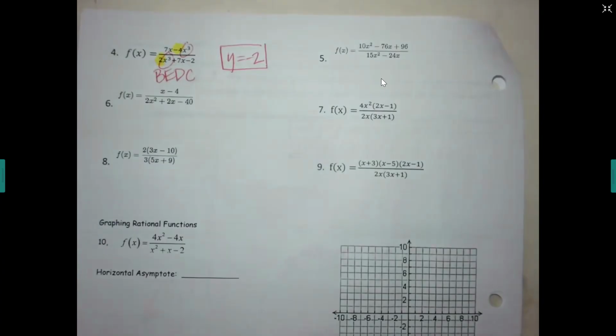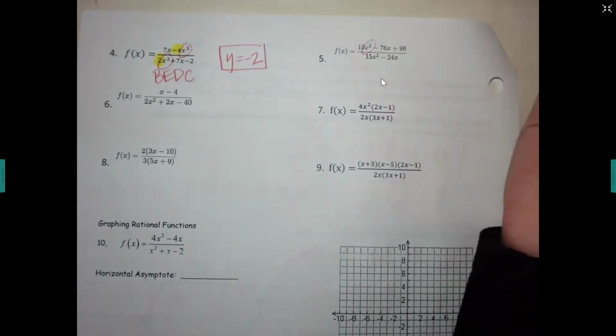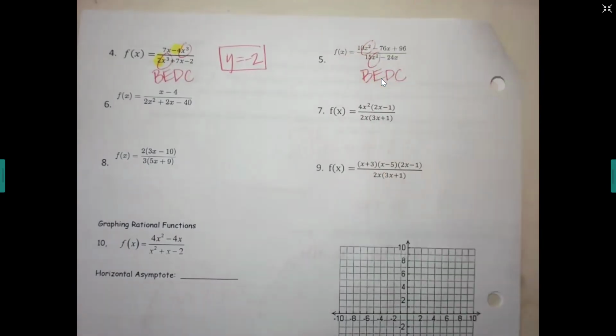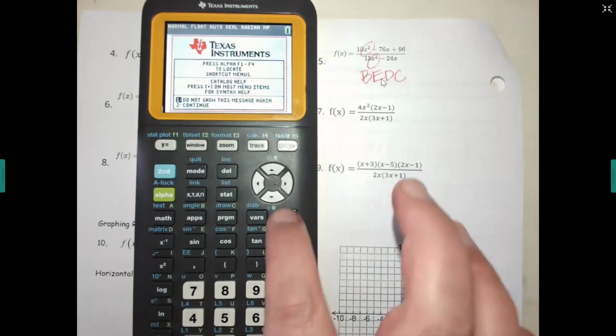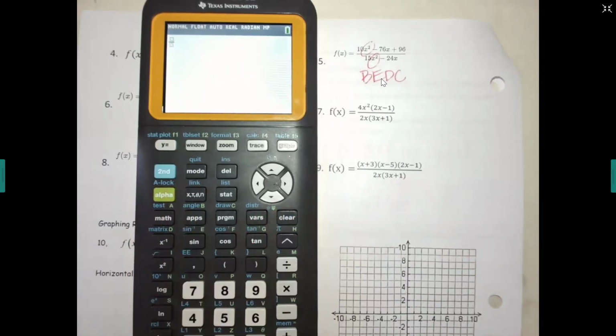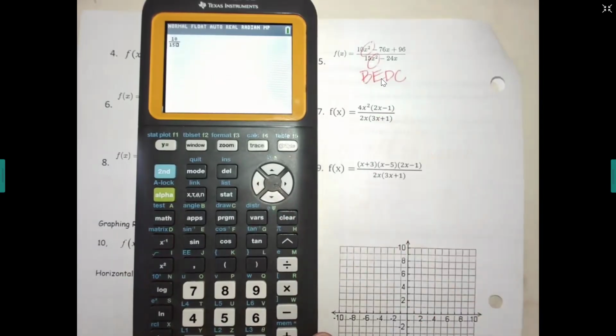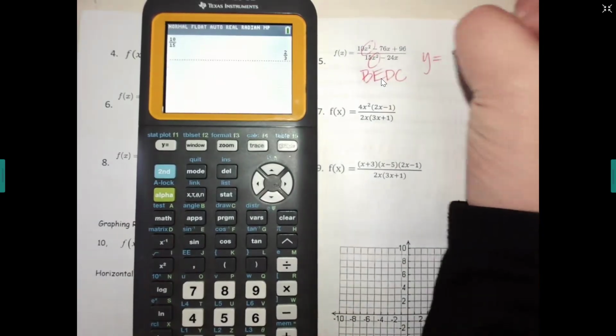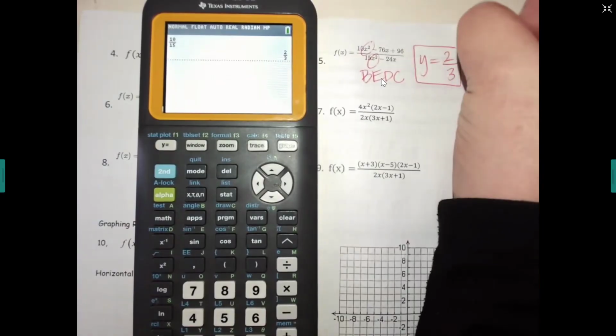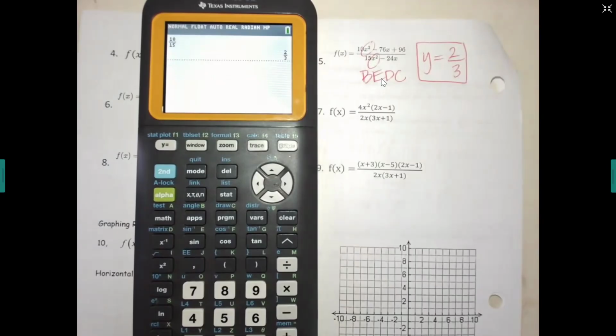Biggest power on top is an x squared. On bottom, it's also an x squared. That makes it a tie. Is that a bobo, a bottom, or bed C? Okay, bed C means I divide the coefficients. 10 will not divide evenly by 15, but in your calculator, you can reduce it. Hit alpha x, just like we did last time. 10 over 15. Those can both divide by 5, so it will simplify to 2/3. Okay, so it'd be y equals 2/3. Okay, but remember, it's alpha x for that shortcut on the calculator, and it'll reduce it for you.